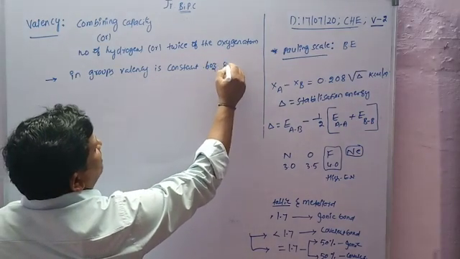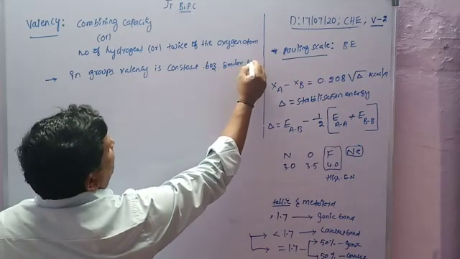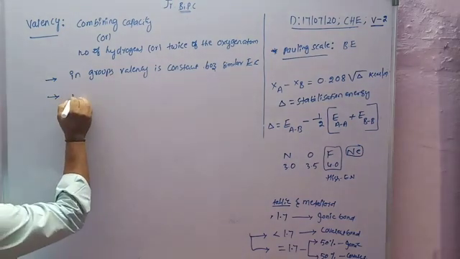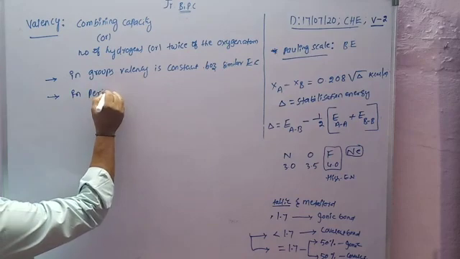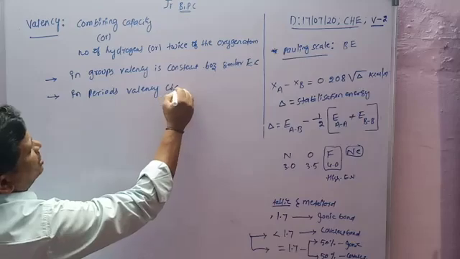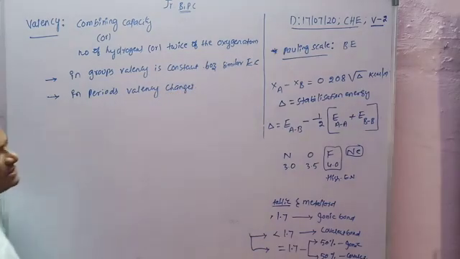Because of similar electronic configuration. But the valency changes in periods. In periods, valency changes because of dissimilar electronic configuration, because from left to right atomic number increases by one unit, then the valency changes.